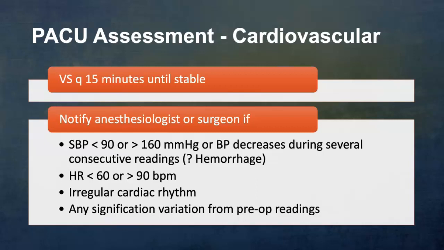If the heart rate is less than 60 or greater than 90, if there's an irregular cardiac rhythm, or really any significant variation from pre-op readings. And this is the importance of the nurse preoperatively writing those pre-op baseline vital signs on the chart.